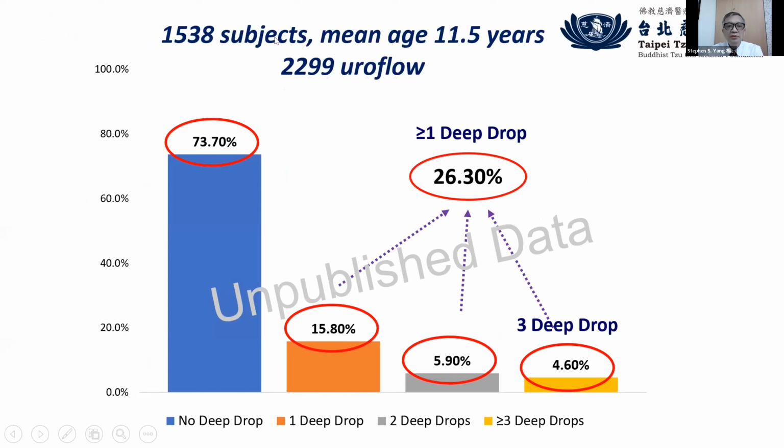According to our observation in more than 1,500 subjects, 2,300 uroflow curves, 73% have no deep drop, 15% have 1 deep drop, 5% have 2 drops, and 5% have 3 drops. So I recommend that when there are 2 deep drops, it may be staccato, while 3 deep drops is highly suggestive of staccato pattern.